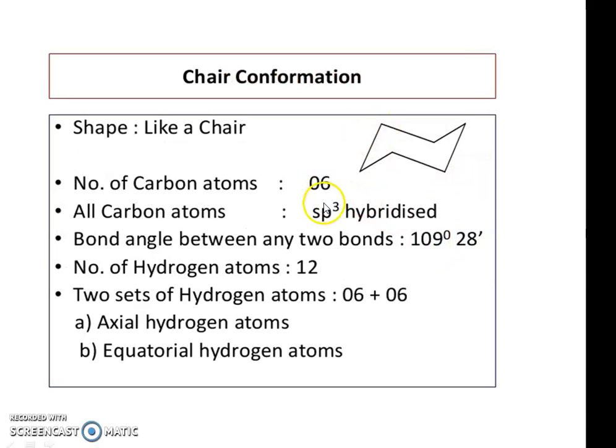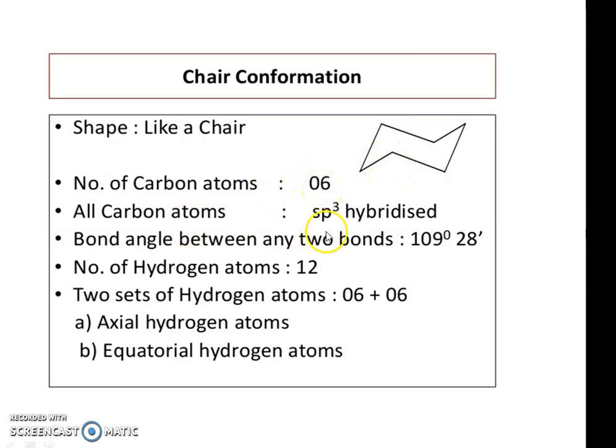And here if you take them one by one, the chair conformation, the shape is like a chair. Just you can see the structure of this conformation. It looks like a chair. And here you can see there are 6 carbons: 1, 2, 3, 4, 5, 6. And all these 6 carbons are associated with 2 hydrogens each. So there are 12 hydrogens associated with the carbons. So the number of carbon atoms is 6.